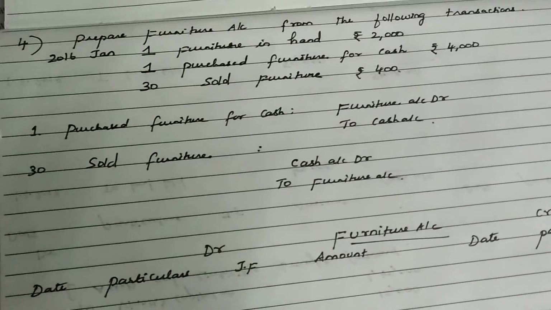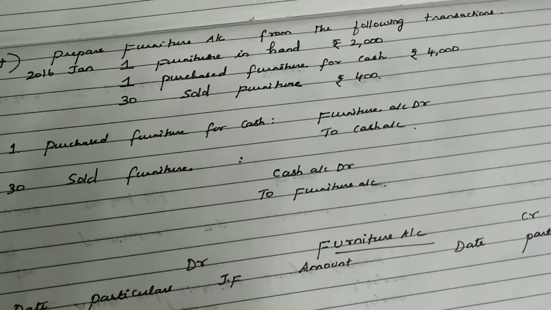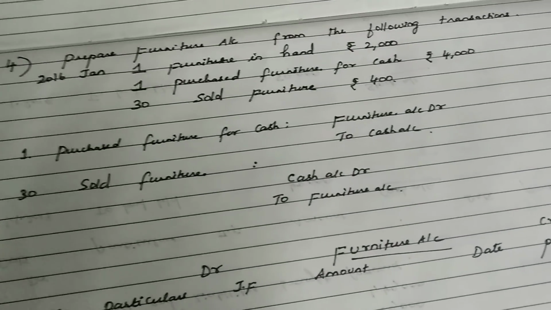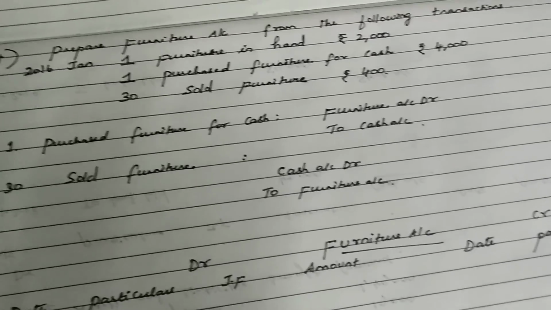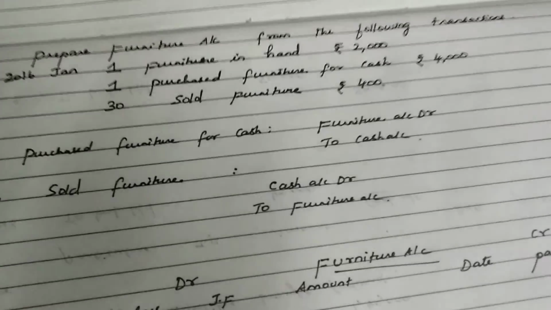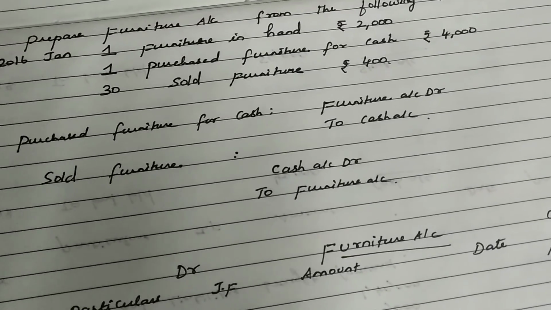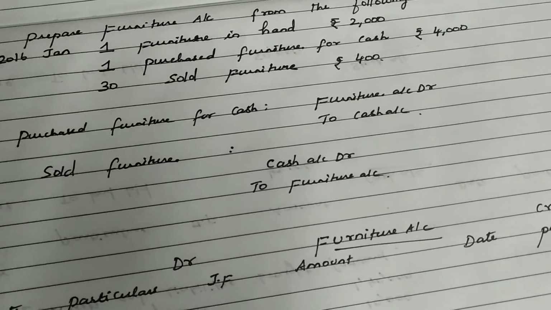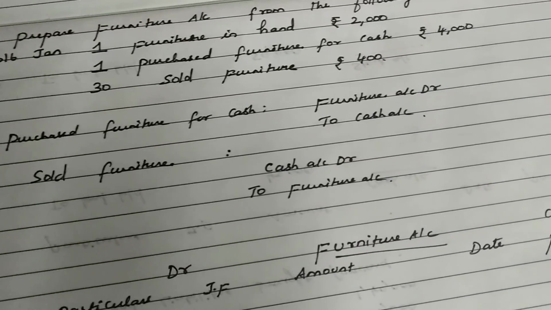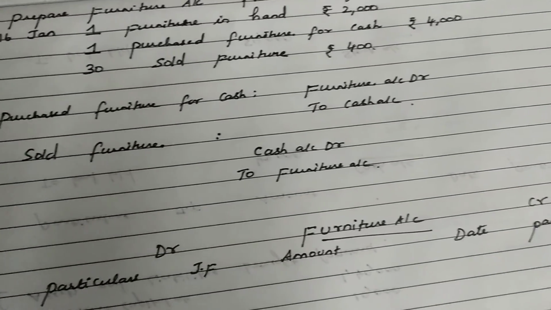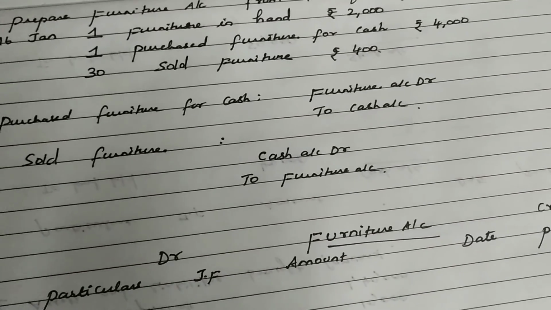So next problem, exercise number 4. Prepare furniture account from the following transactions. 2016, 1st of Jan, furniture in hand 2000. So this is the brought down balance for furniture. Furniture is an asset, so it has a debit balance. So the brought down balance will be shown on the debit side, to balance brought down. Then 1st of Jan, purchase furniture for cash 4000. 30th, sold furniture for 400.